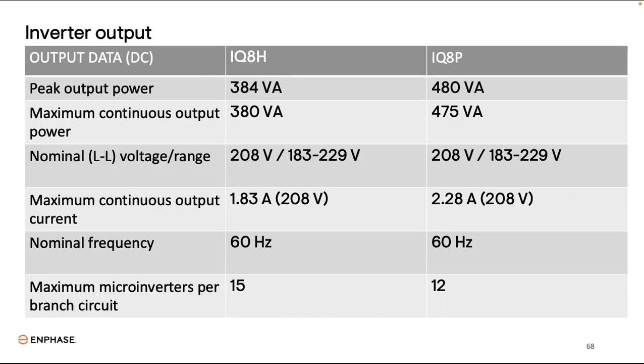Because IQ8 commercial microinverters use reactive power, their output power is measured in volt-amps instead of watts, but you could think of them in a very similar way. The max output power is 384 for 8H and 480 for 8P. The max continuous output power is 380 and 475 respectively. The nominal voltage is 208 with a max output current of 1.83 for H and 2.28 for P. The maximum number of microinverters per branch circuit is 15 for 8H and 12 for 8P.